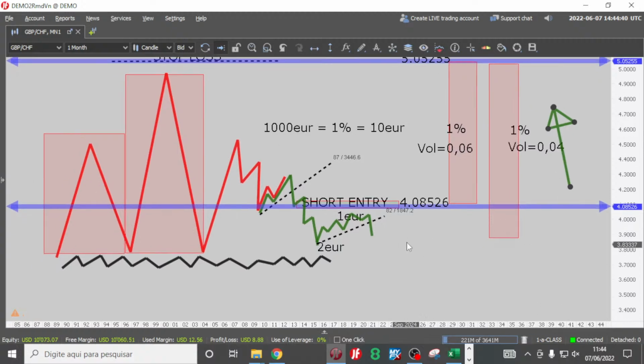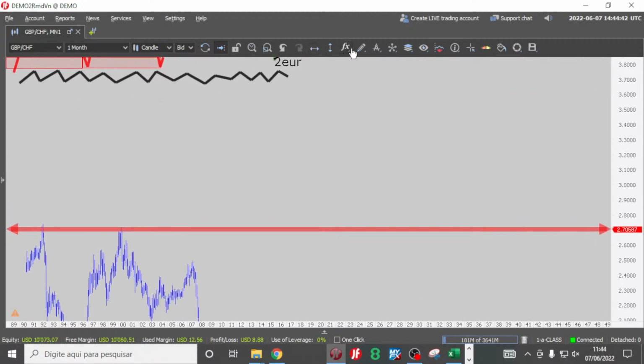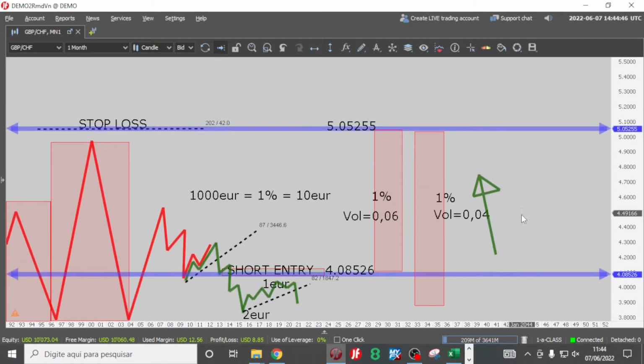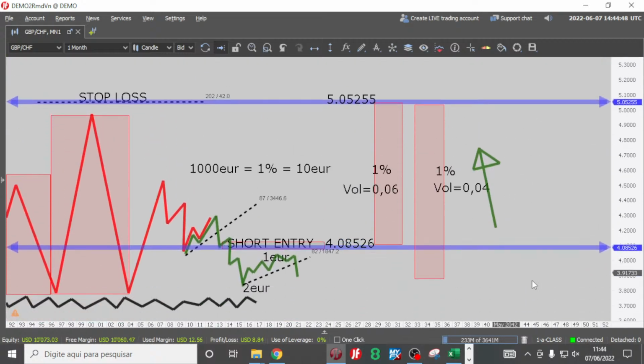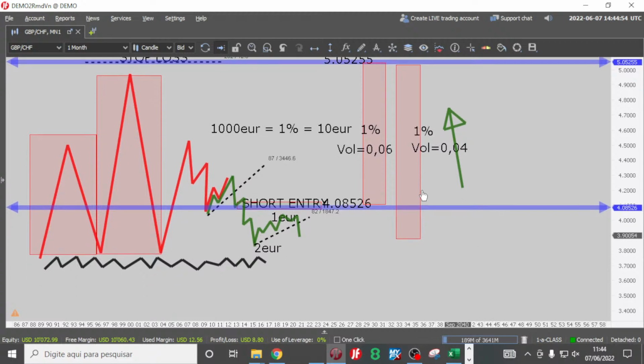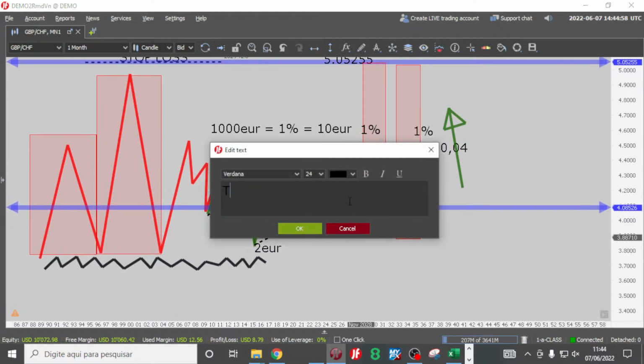How it's done? Not sure if we have enough time. Okay, so everybody, I believe we have a class about this already, right? So you need to calculate your risk in pips. Risk in pips.